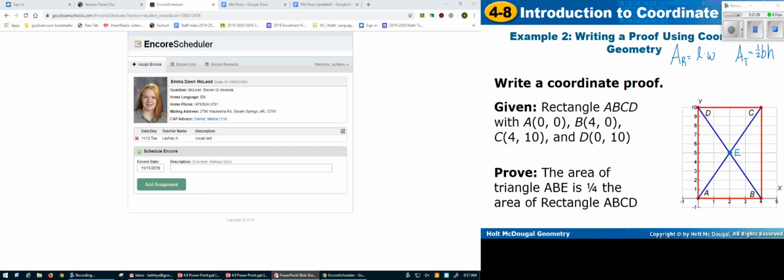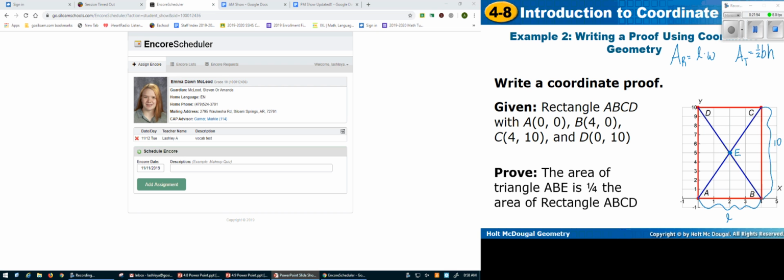Okay, so let's start with the rectangle. The nice thing with this one is we don't have to use distance formula because everything that we need is either vertical or horizontal, and we can just count it. What is the length of our rectangle? If you count this distance right here, what is the length of your rectangle? 4. Okay, what's the width of the rectangle? 10.